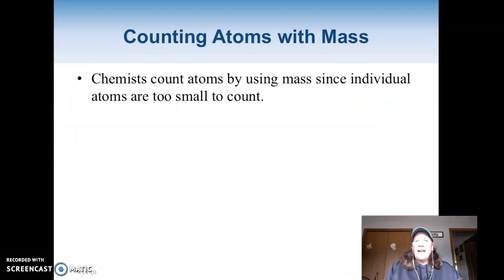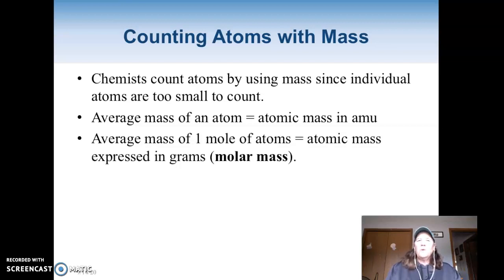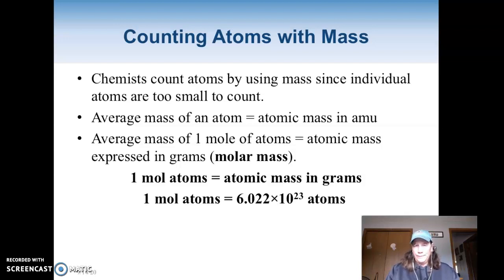Okay, so by counting the atoms and using the mass, again, individual atoms are too small. So that's why they use their system of the mole. The amount of substance is a mole. And again, that's whatever the mass is from the periodic table. The average mass of an atom we know is in atomic mass units. Well, the average mass of 1 mole of atoms, their atomic mass, is their molar mass. And again, that's what we find on the periodic table. So 1 mole of atoms is whatever their atomic mass is, and we change it to grams now. We can get rid of the AMU. And we also know 1 mole of atoms has Avogadro's number of atoms.